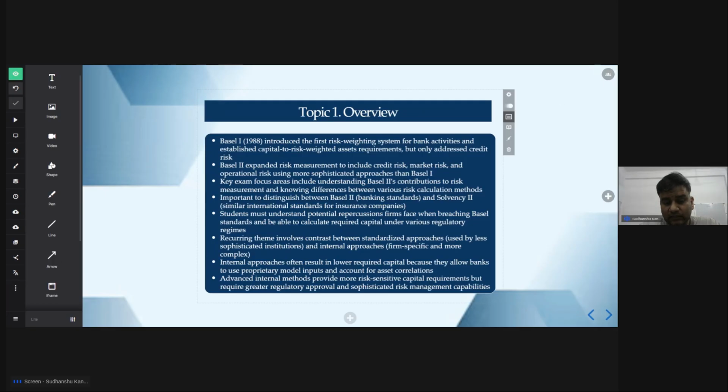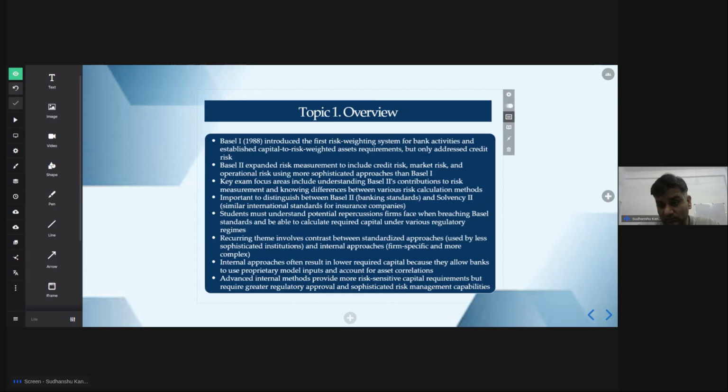Perfect. Now we are getting into topic one, which is the overview. Since there's a lot of theory, guys, I'll try to give you the crux. Basel I came in 1988. Basel I introduced the first formal risk weighting system for banks. Prior to this, capital requirements were mostly a simple leverage-based ratio. So Basel I established the idea that capital should be held against risk, not just against total assets. However, Basel I only addressed credit risk, ignoring market and operational risk.